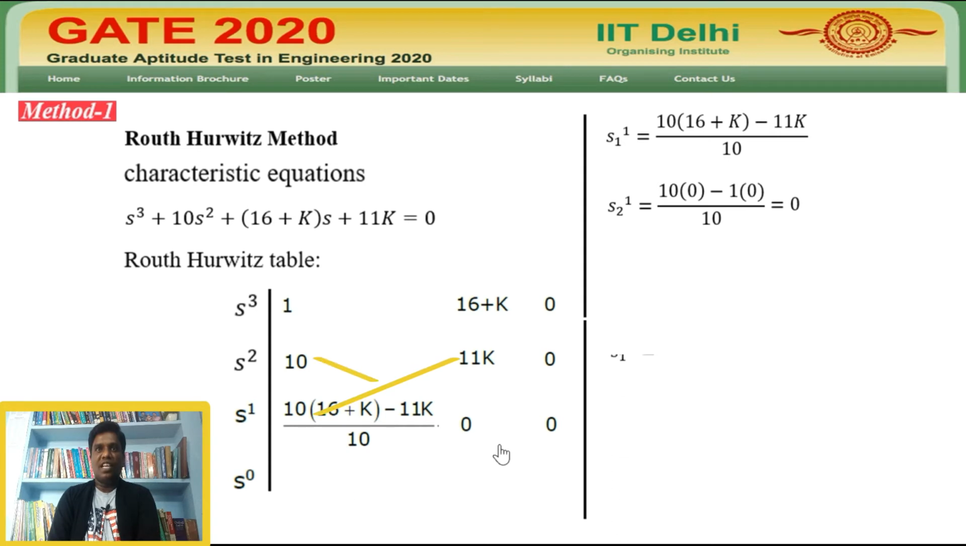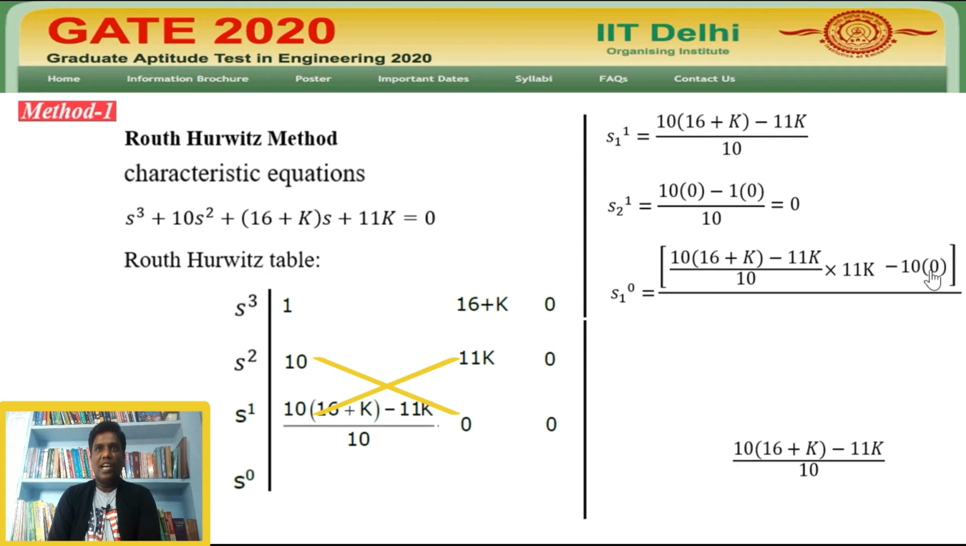Then the equation will be S1 power 0 equal to 10 into 16 plus k minus 11k divided by 10 into 11k minus 10 into 0, and the whole divided by 10 into 16 plus k minus 11k divided by 10. After simplification, S1 power 0 equals 11k. This 11k will be filled on the last row and first position of the Routh-Hurwitz table.